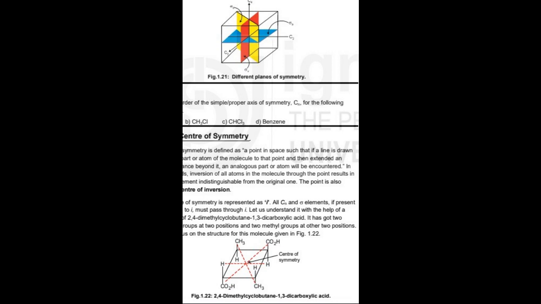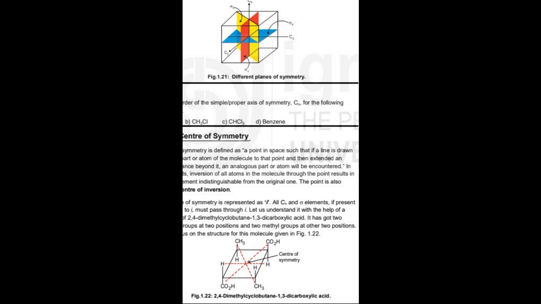Horizontal, h, represents the reflection in the plane perpendicular to the principal axis of rotation, that is, the axis with the highest value of n. Vertical, v, represents the reflection in the plane containing the principal axis. Diagonal, d, represents reflection in the plane which contains the principal axis and bisects the angle between the two C2 axes. When both sigma v and sigma d planes are present, then the sigma v plane contains the greater number of atoms.